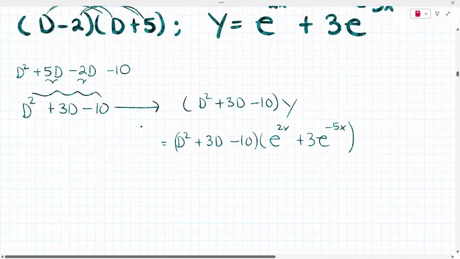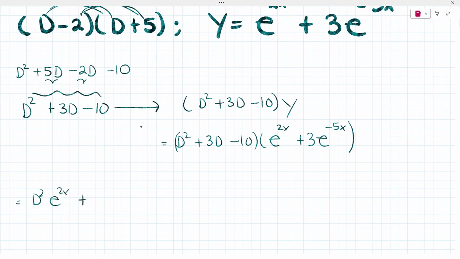Okay, and then what you would do is FOIL this out. I know it is a pain. So when you FOIL this out, you're going to get d squared e to the 2x plus 3d e to the 2x minus 10 e to the 2x.